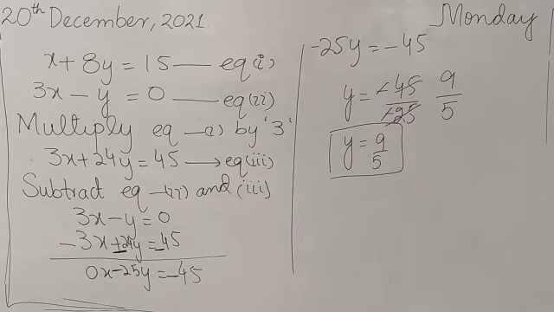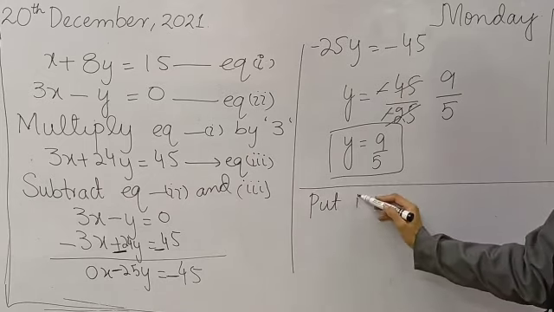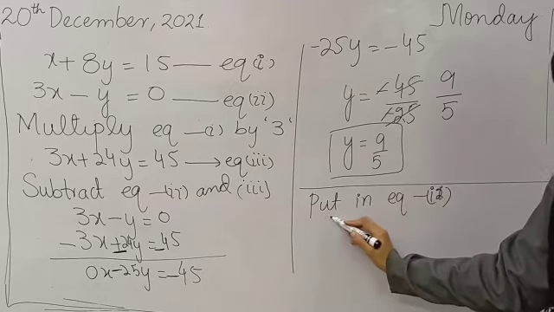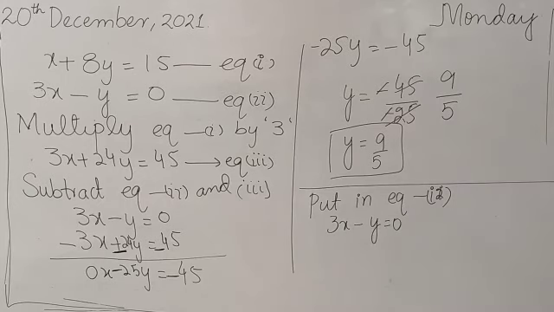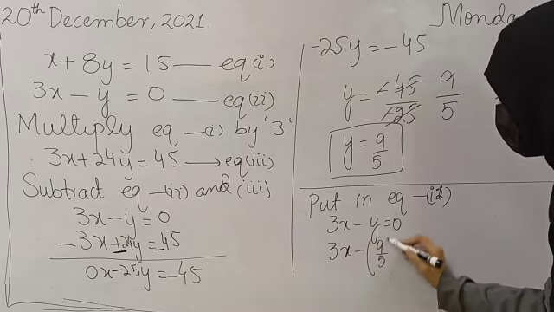Next step. Put the value of y in any equation. You can put in equation number 1, 2 or 3. It's up to you. I am putting here in equation number 2. Put the value of y in equation number 2. So what is equation number 2? 3x minus y is equal to 0. Put the value of y, which is 9 over 5.